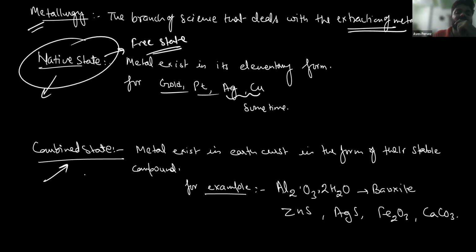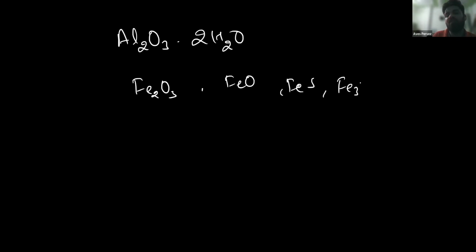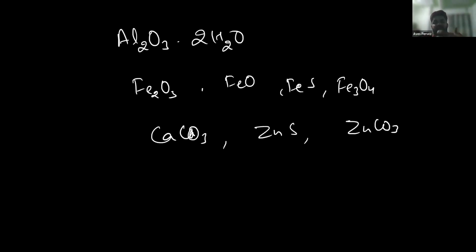And if I'm talking about the combined state, metal exists in the earth's crust in the form of stable compounds. For example, aluminium exists as Al2O3.2H2O. Iron exists as Fe2O3, FeO, FeS or Fe3O4, so it can exist in different forms. Calcium exists in calcium carbonate form, CaCO3, and zinc exists as zinc oxide, zinc sulfide and zinc carbonate. So these are different forms in which an element exists in the combined state, in the form of stable compounds.